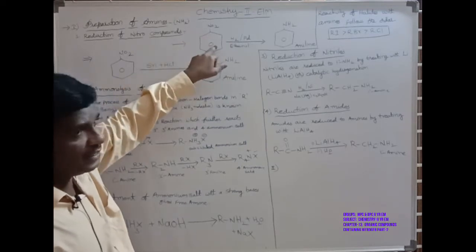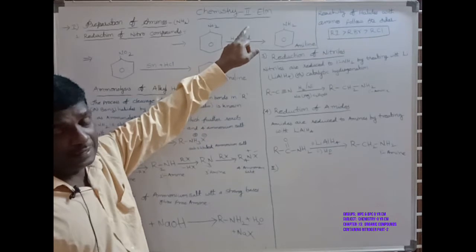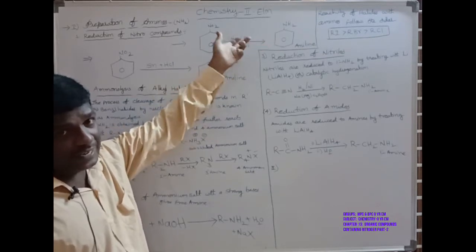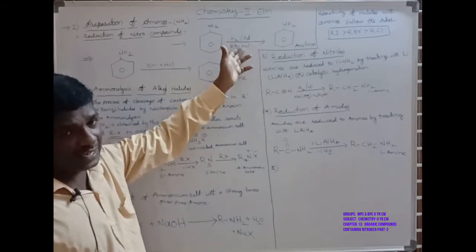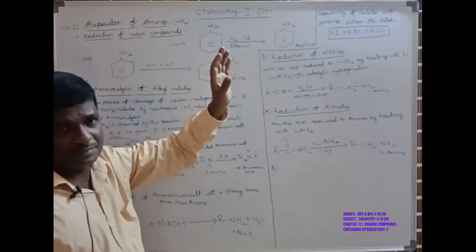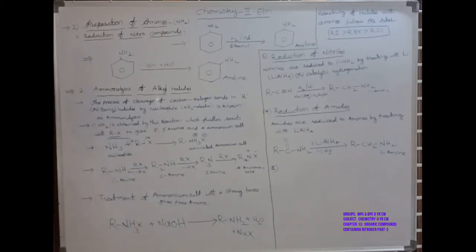Here is the first reaction: the nitrobenzene is treated with hydrogen gas in the presence of nickel or platinum or palladium catalyst, finely divided, in the presence of ethanol, forming a primary amine. That is called reduction of the nitro compound. And the second method is the preparation by ammonolysis of alkyl halides.